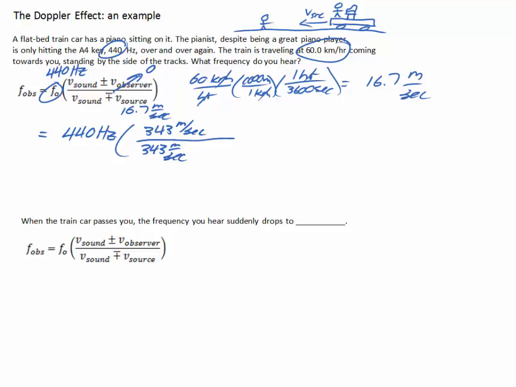And then the question is, are we going to choose the minus or the plus sign here? Because the train car is coming towards you, we're expecting a higher frequency. So we're going to use the minus sign. Because it's in the denominator, we choose the minus sign, which will give us a higher overall result.